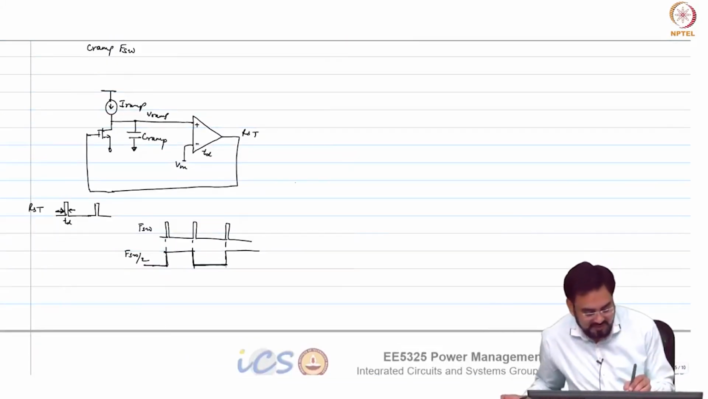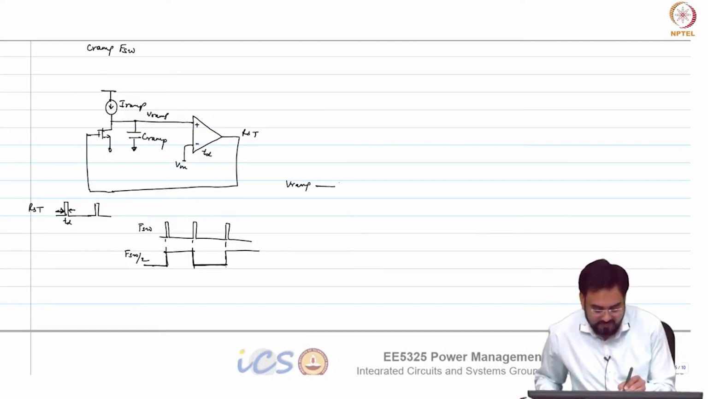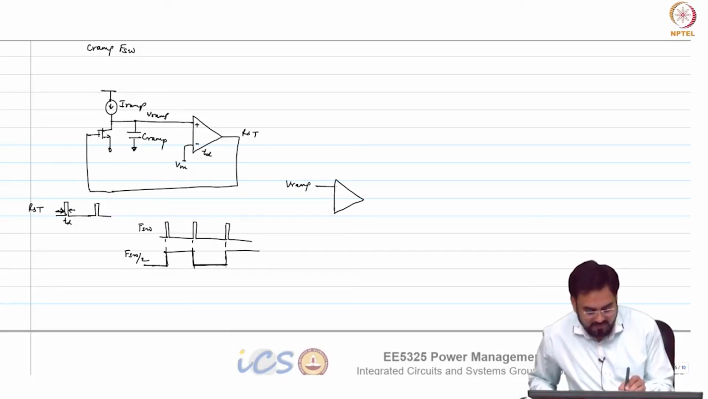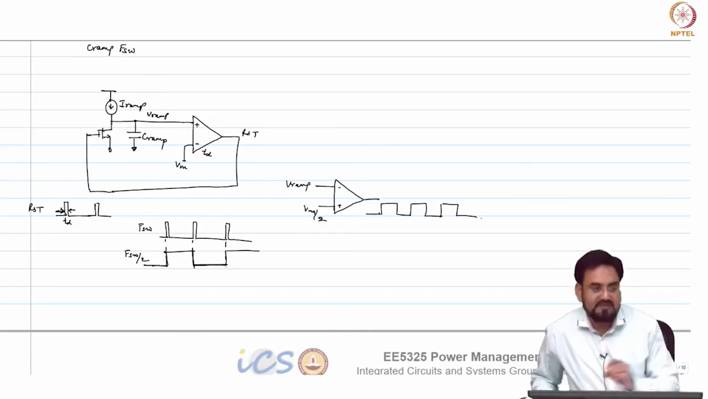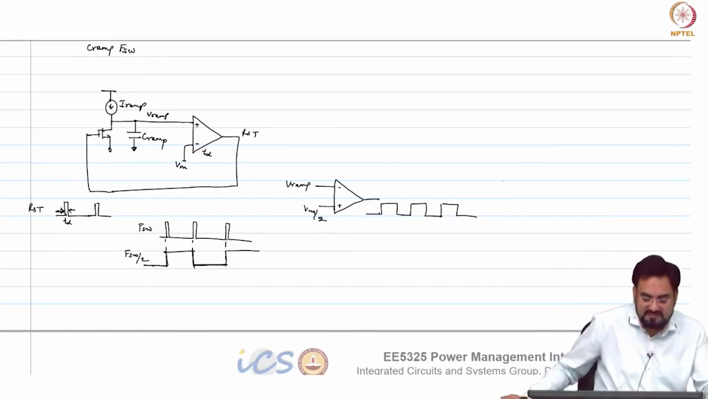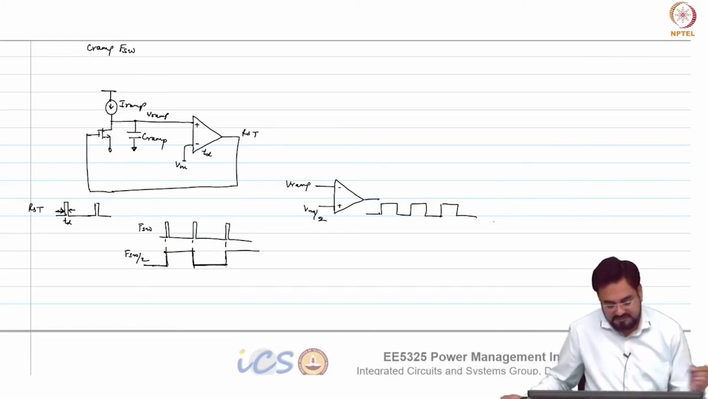Or the other way could be, you just take the VRAM, compare with VM by 2 and you get a 50% clock output at the same frequency. Okay.